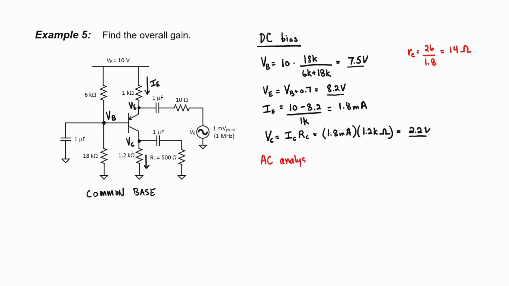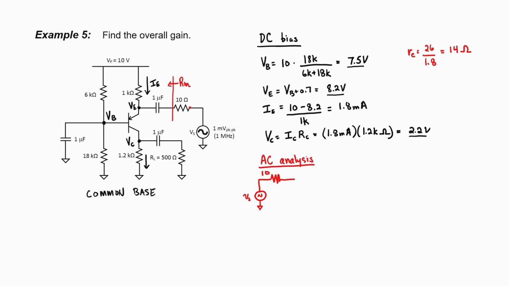Let's go ahead with our AC analysis. I'll start off by drawing the source, and we kind of have to unwrap the circuit because we have the signal running from right to left, down through the transistor, and then left to right. So I'm going to unwrap it and draw everything from left to right. So we'll start here with V sub S, which is attached to a 10 ohm resistor.